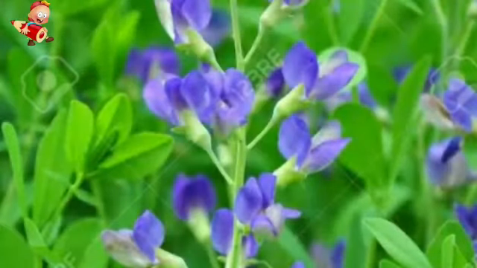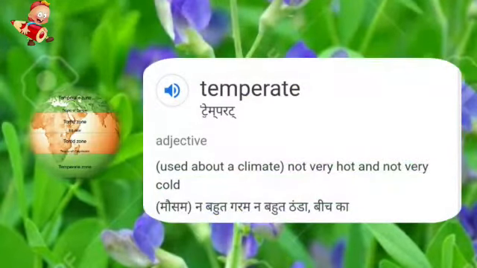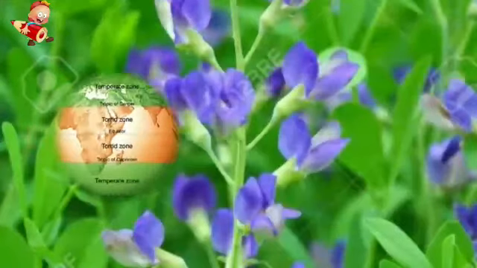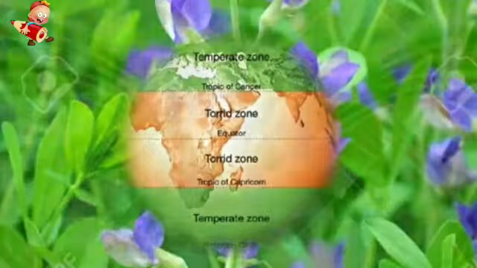Indigo is a dye obtained from the indigo plant which mainly grows in the tropical region. Tropical region means where the climate is hot and wet. So that climate is suitable for indigo plants.